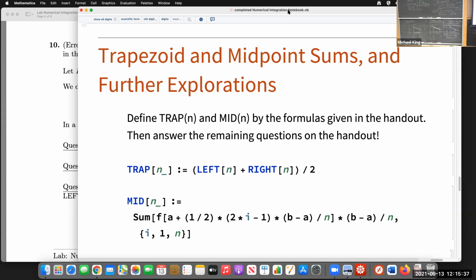Okay. But that's the nice little surgery you have to do to really believe whether the midpoint is an underestimate or overestimate.